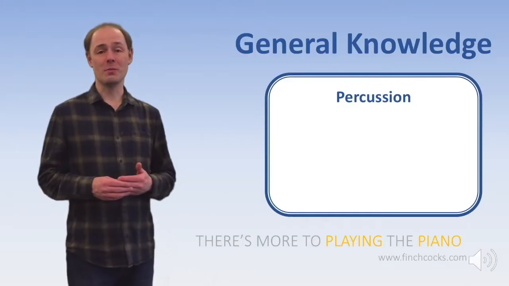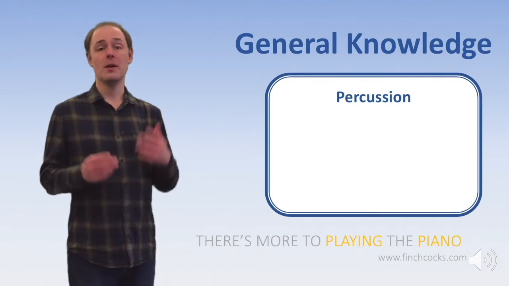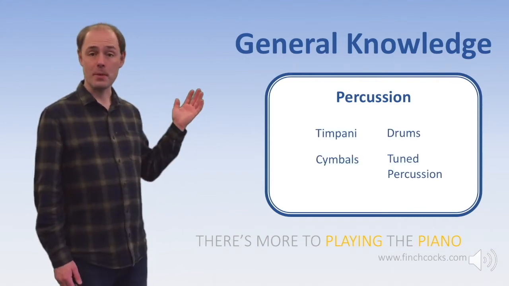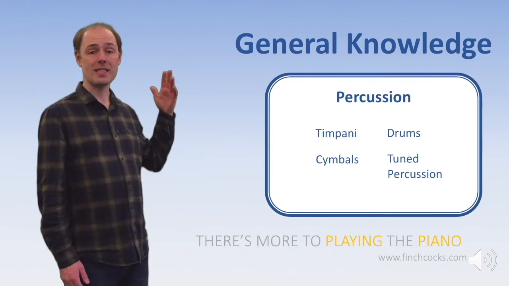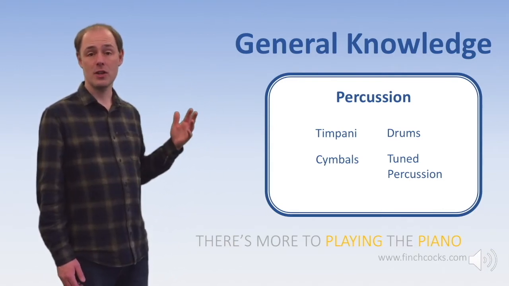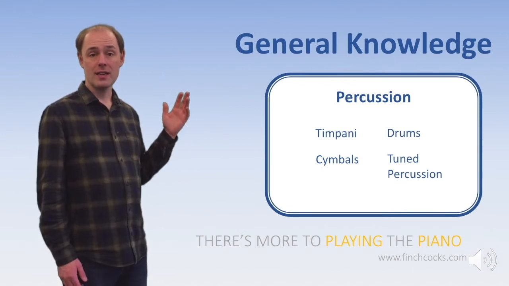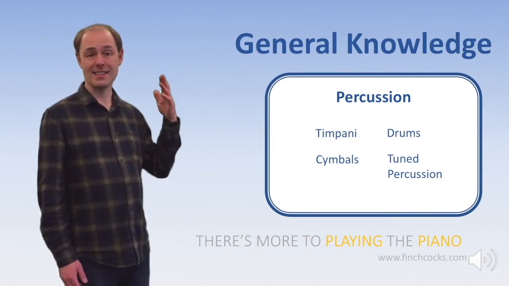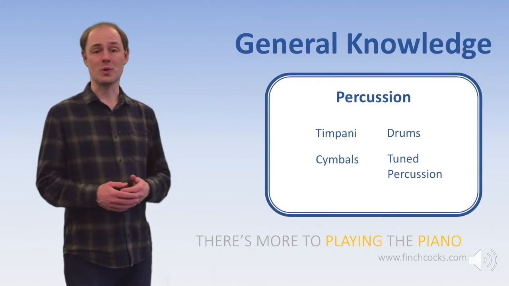There are all sorts of percussion instruments in the orchestra. More often than not, there will be timpani. There may also be snare drums, triangles, cymbals, xylophones, glockenspiels, maracas, castanets, gongs, all sorts of instruments.